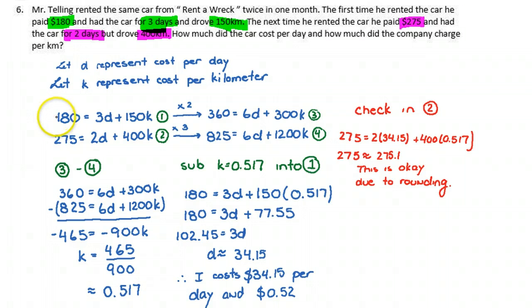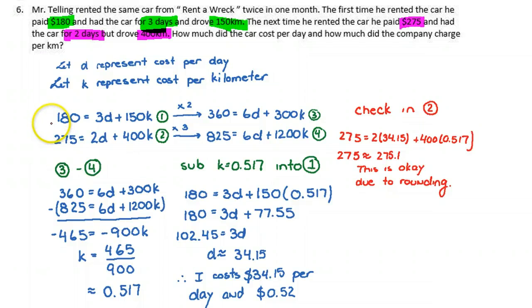So that is $180 is 3 times the cost per day because he has it for 3 days, plus 150 times the cost per kilometer because he drives it 150 kilometers. The second equation is $275, which is the total, is 2 times the cost per day because he had the car for 2 days, plus 400 times K because he drove the car for 400 kilometers.